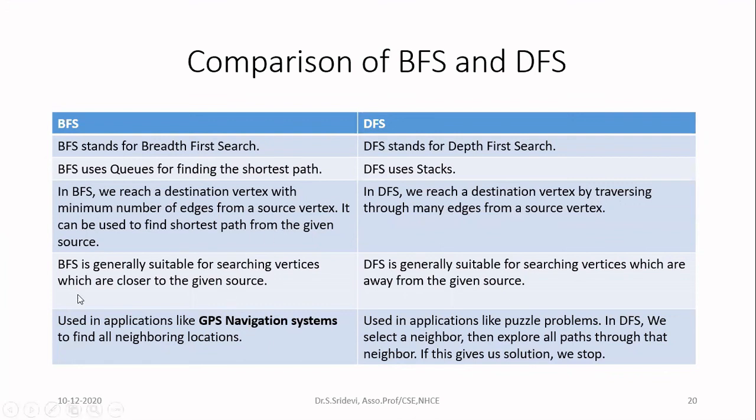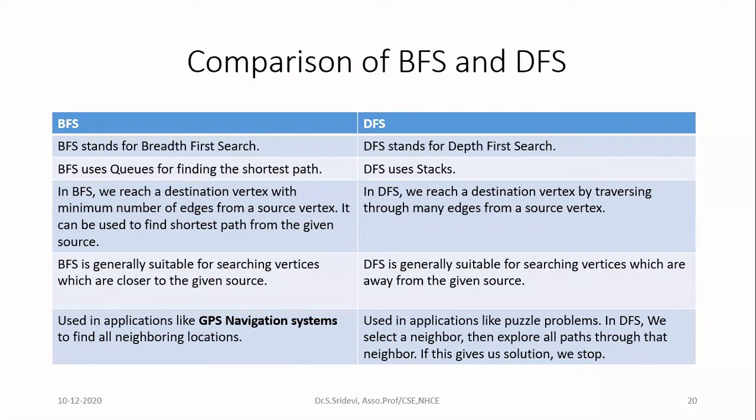And also, BFS is generally suitable for searching the vertices which are closer to the given node, whereas DFS is generally suitable for searching the vertices which are away from the given node. And for what application we will use this BFS? For example, let me consider that I'm using GPS navigation system. I want to find the hotels near me. So you will turn on your GPS location. So whichever hotels are near to me, that should be displayed to you.